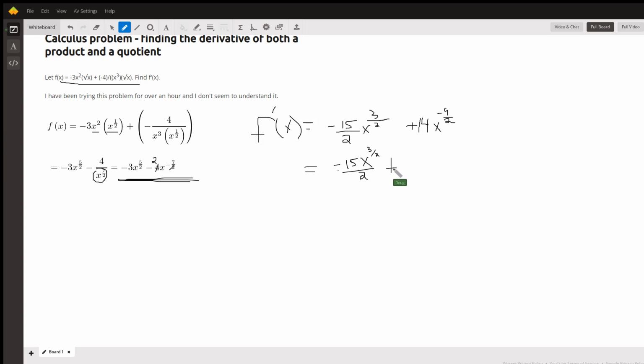Over here, though, if you want to, you can move this negative x to the negative 9/2 to the denominator, making the exponent positive. I won't show the plus sign. x to the 9/2. And of course, if you want to write that in radical form, it'll be x squared radical x. But there's one form of the answer right there.